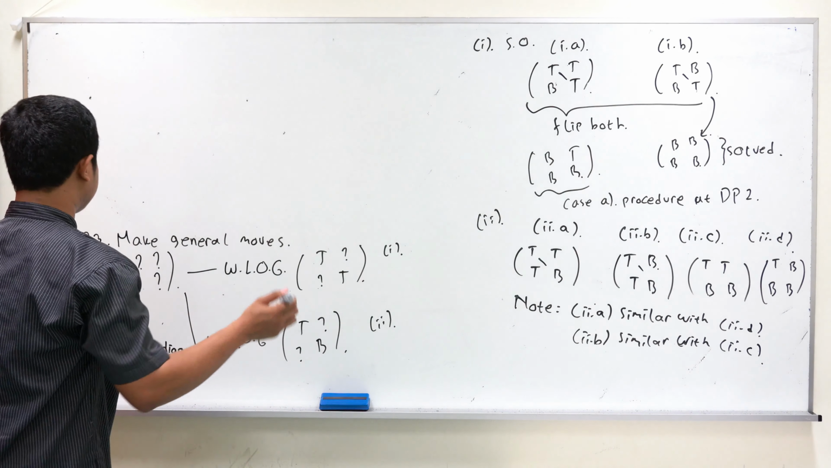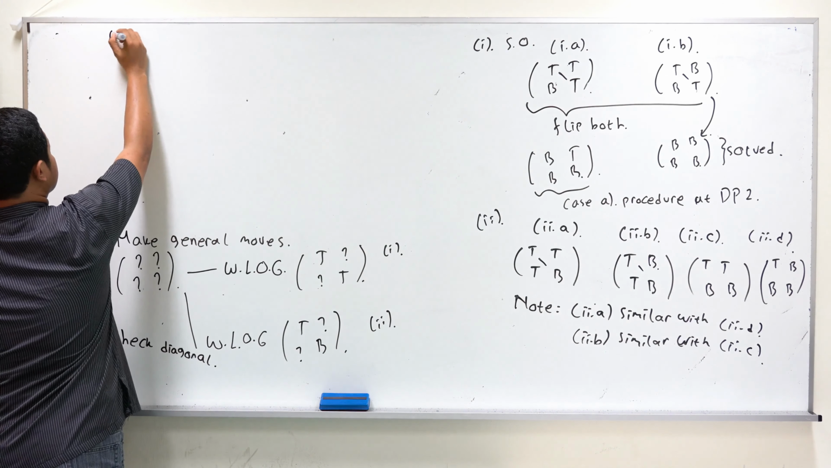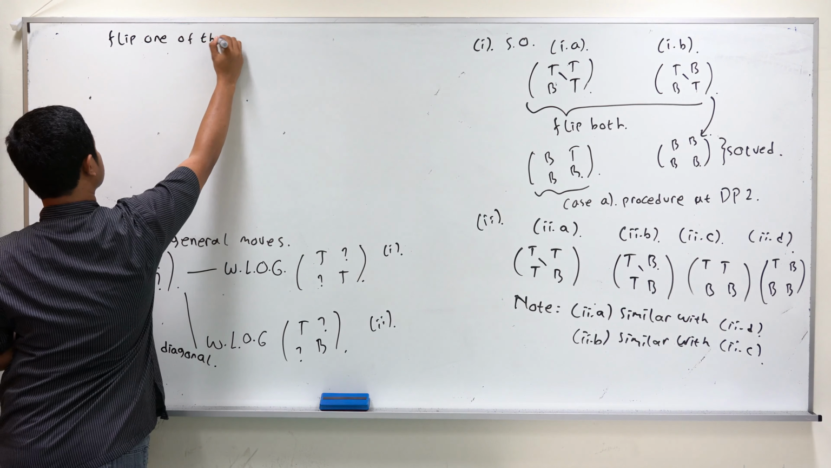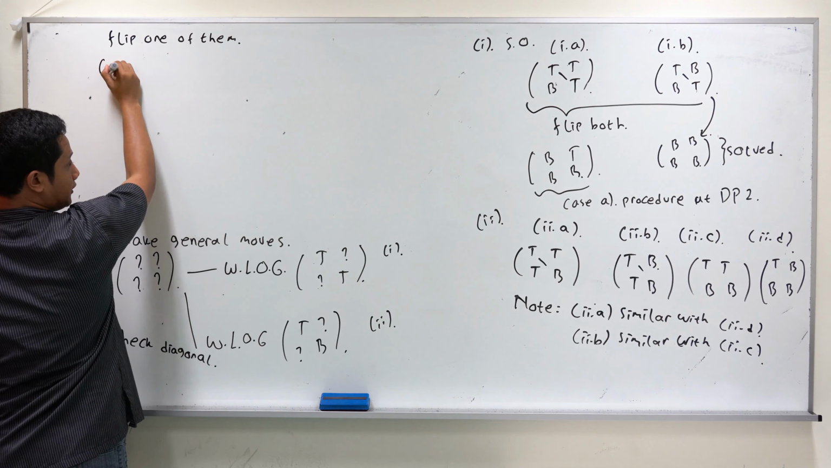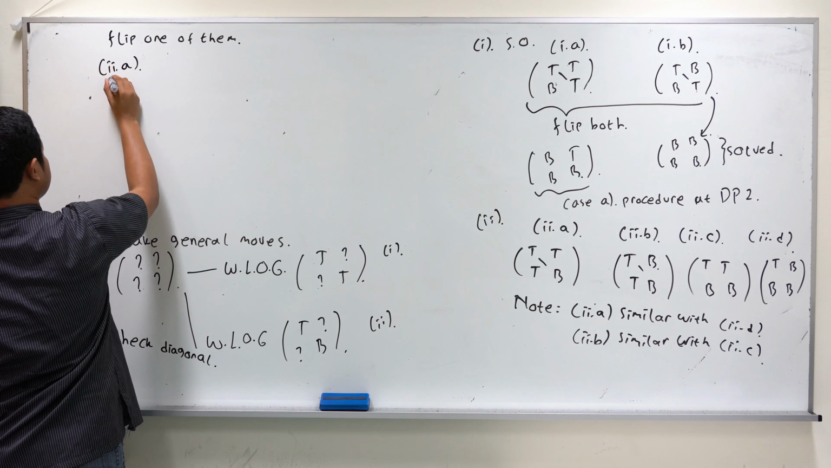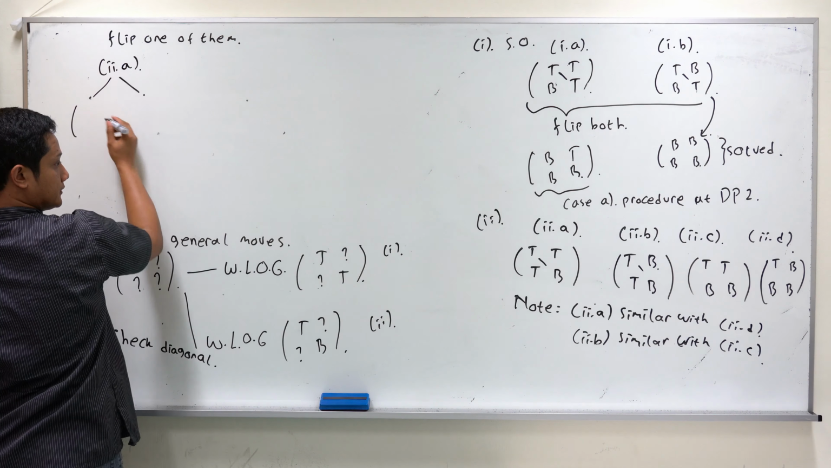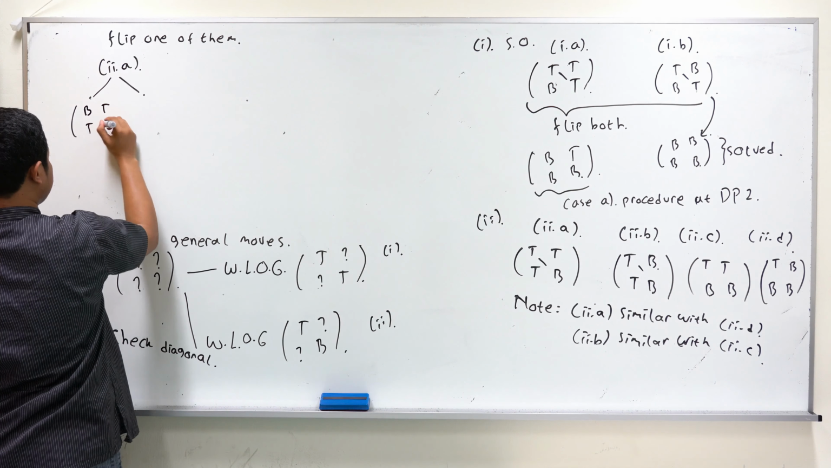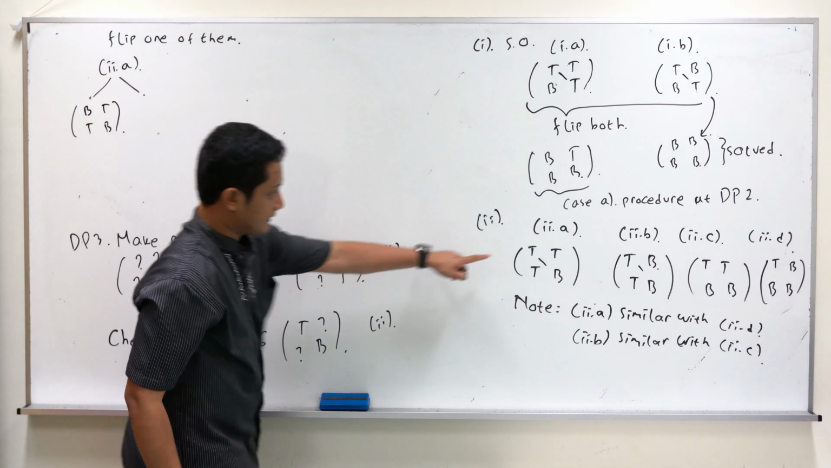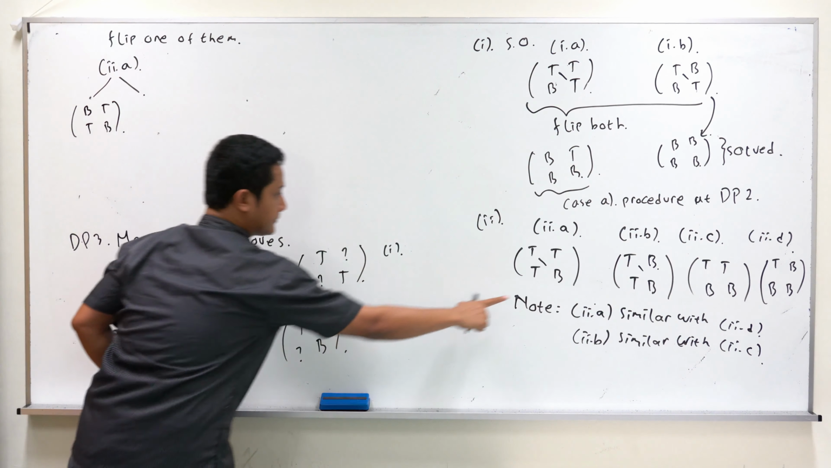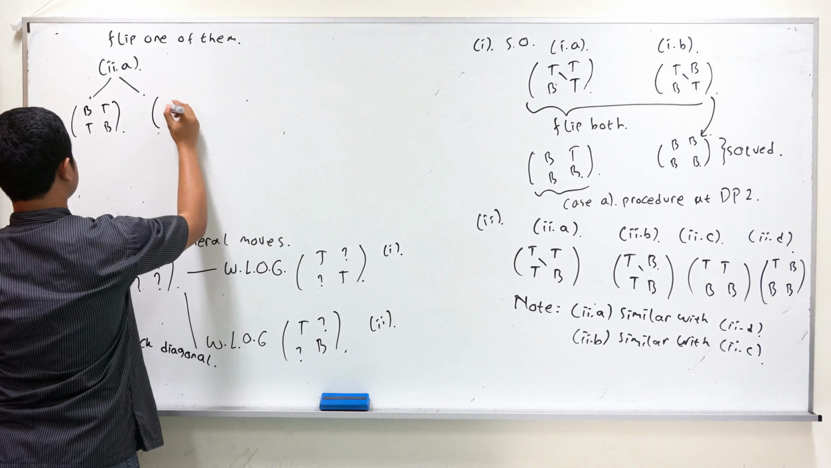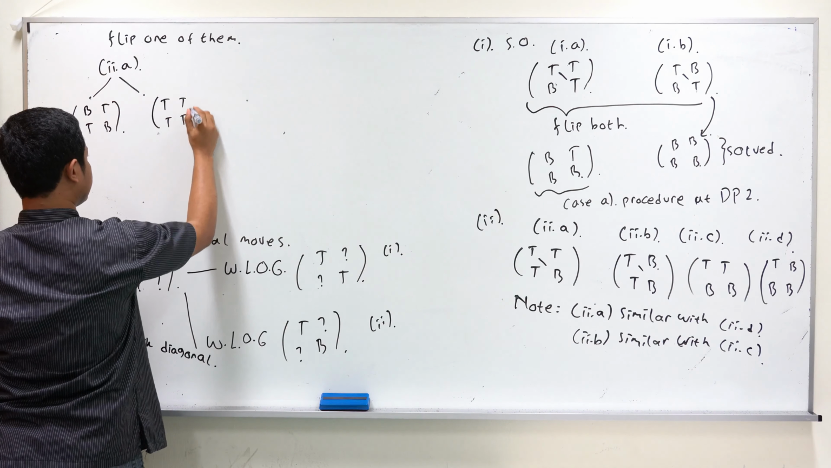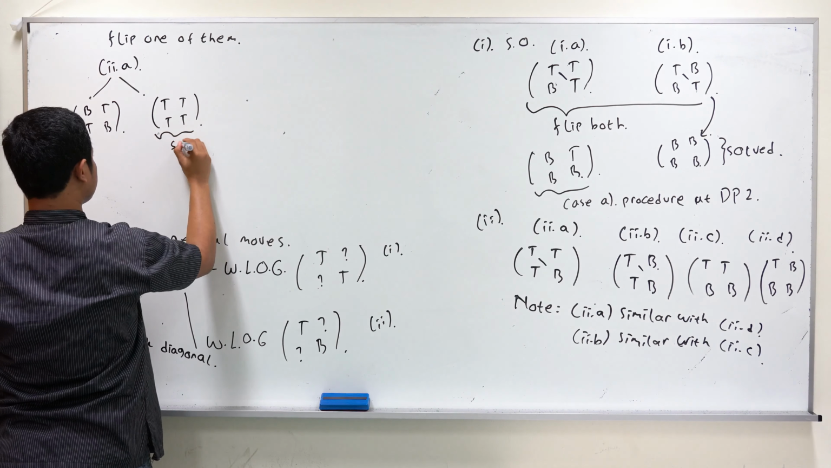So yeah, it is better to flip one of them. So from case A, we get two things. It can be BT, TB, because we flip this T, or we can flip this B. Become TT, TT. This one solved.